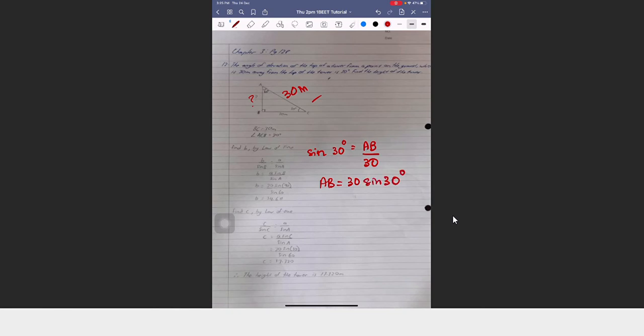Can someone compute it? Sine 30 is half, isn't it? So it should be 15, right? Yes, madam. Sine 30 is half, so half times 30 is 15. So basically this is the one.